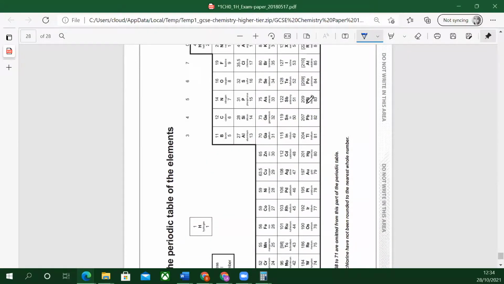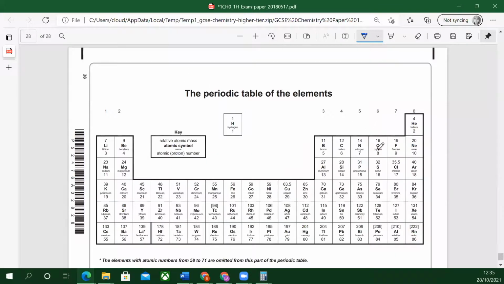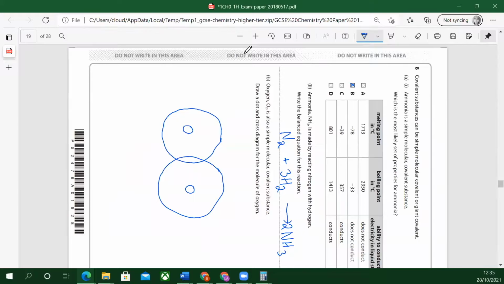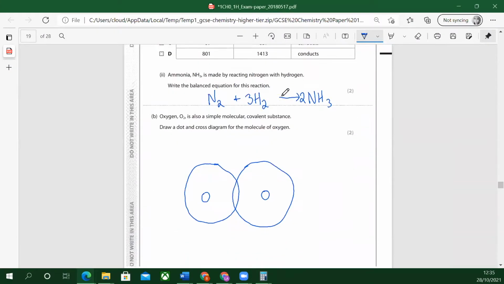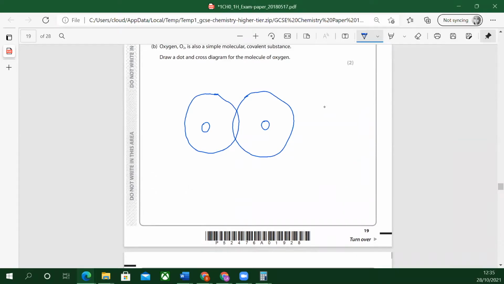Right, oxygen, just flip this round. Oxygen's over here, atomic number of 8. So think about it, it's 2, 6. That's its electronic structure. Okay, flip it back. Because it wants to get a full outer shell, it's going to share 2 pairs of electrons. See where the word dot and cross diagram comes from. Dots and crosses. And we'll put the X on this one.